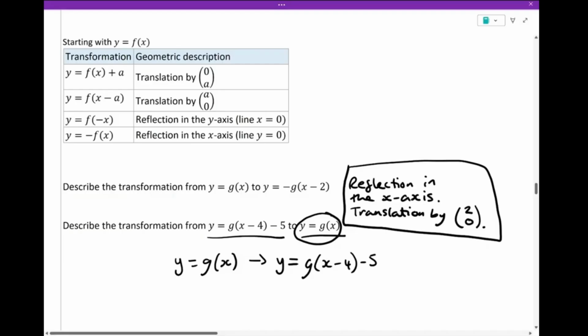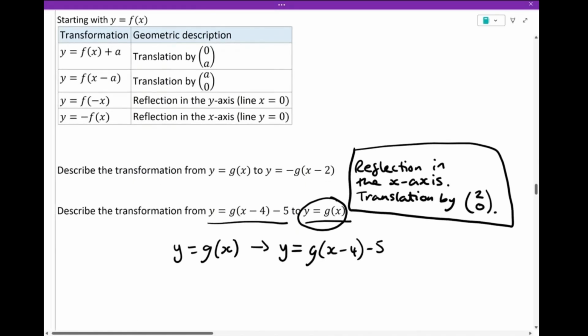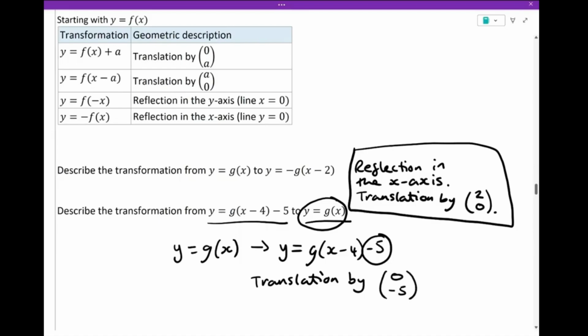Because if I want to go in the reverse direction like the question is asking, we just have to do the inverse of that. Okay, so let's go in this direction I've written out here first. So we have a negative 5 outside our brackets. So that's our vertical translation. So we've got a translation, and our vector is going to be 0 for the horizontal direction and then negative 5 for the vertical direction.